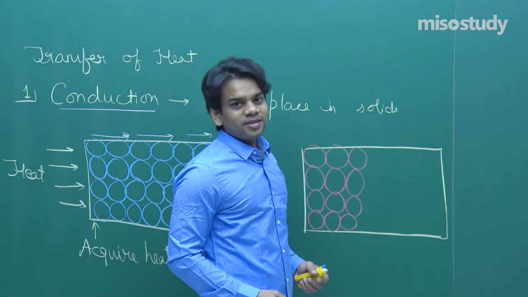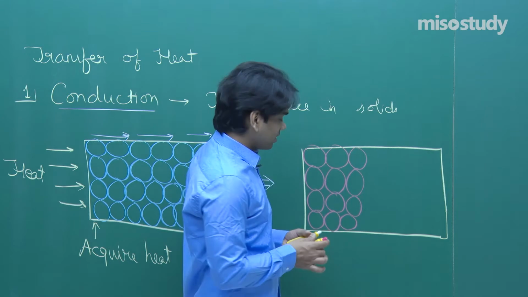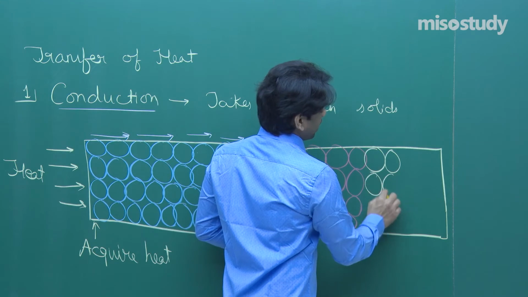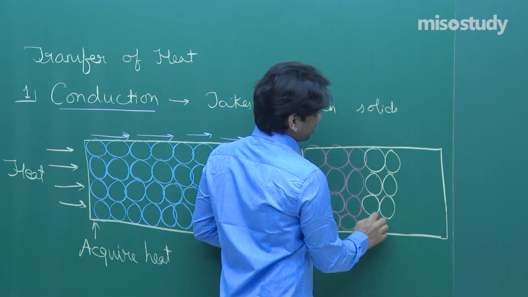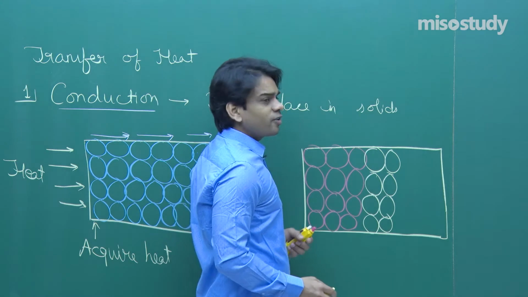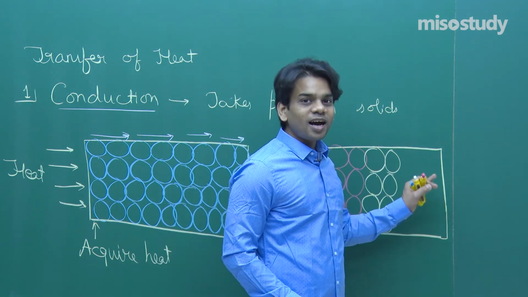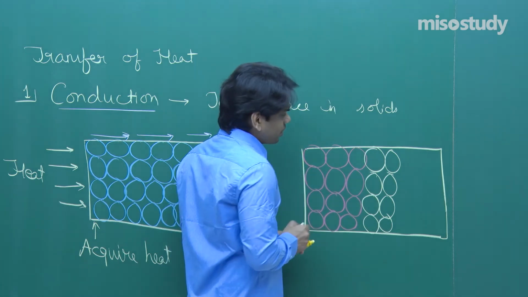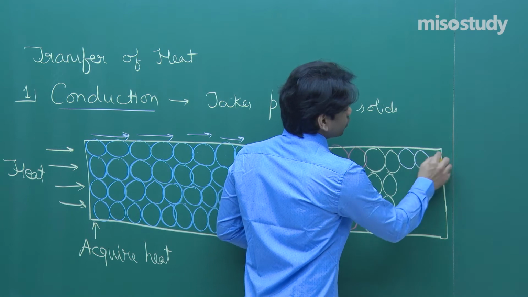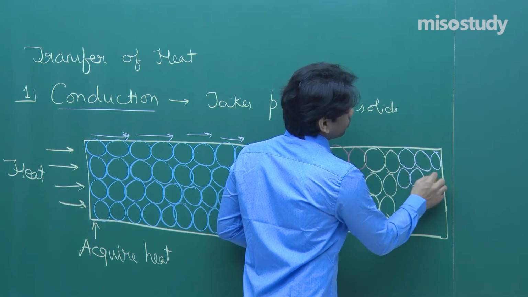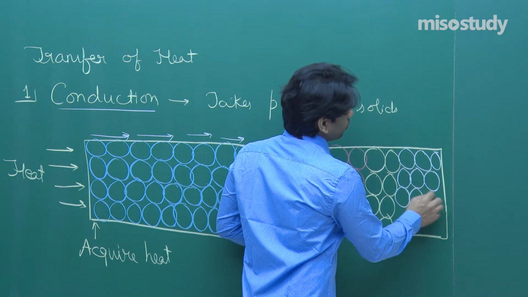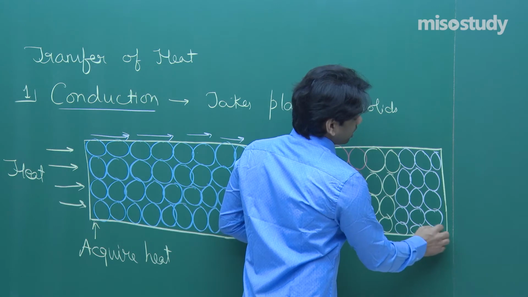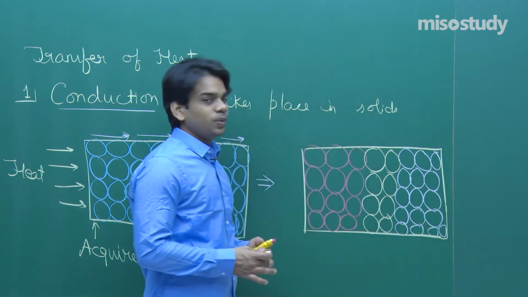Now the next one will have less heat energy, so let me draw that with this light yellow color. This shows that it's going to have less heat energy. And finally, the molecules at this end will have the least heat energy, so let me show this with this white color. Easy, I believe that the concept of conduction would be clear to you all.